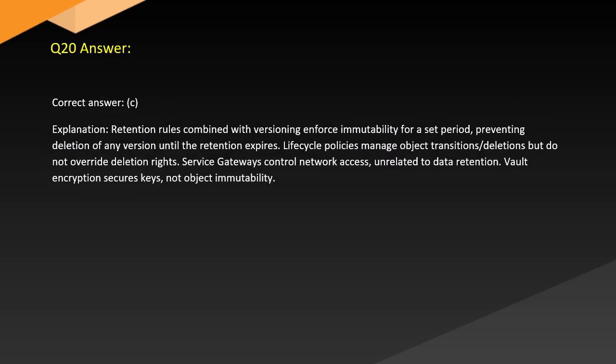Answer. Correct answer: C. Explanation. Retention rules combined with versioning enforce immutability for a set period, preventing deletion of any version until the retention expires. Lifecycle policies manage object transitions and deletions but do not override deletion rights. Service gateways control network access, unrelated to data retention. Vault encryption secures keys, not object immutability.